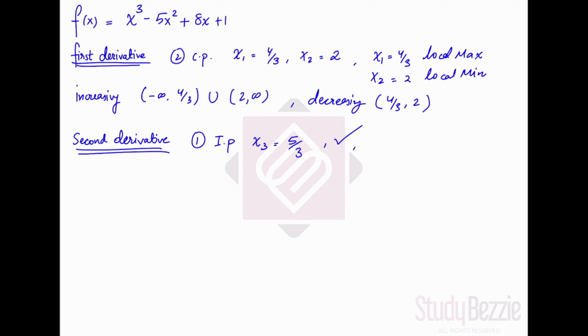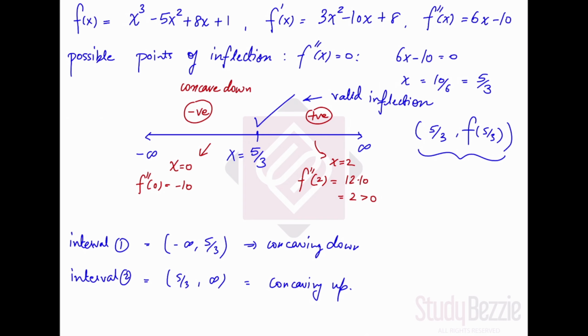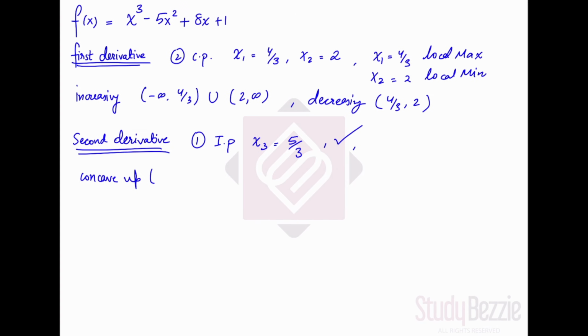And we have the concavity. Concave up in the interval from 5/3 to infinity, and concave down from the interval of -infinity to 5/3. So this information is all that is given to you using calculus tools. Now we have to interpret this information and try to come up with a sketch of this function.